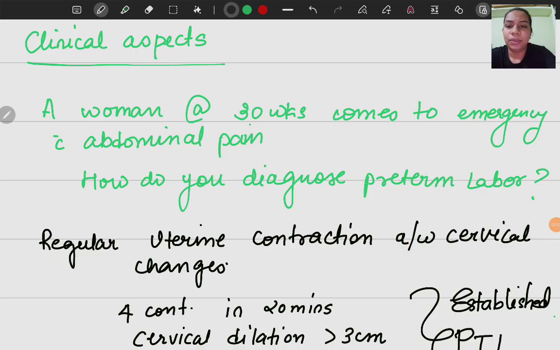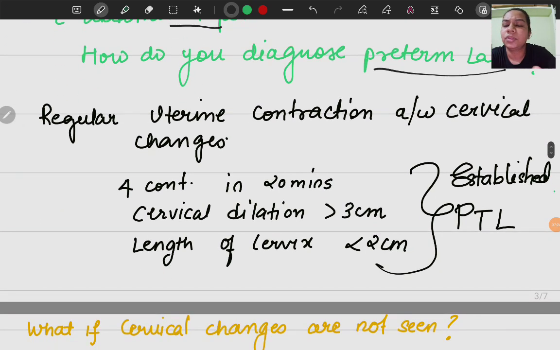So for example, a woman at 30 weeks comes to the emergency with abdominal pain. How do you diagnose a preterm labor? So she is at 30 weeks of pregnancy. Regular uterine contractions will be there associated with cervical changes. So if there is preterm labor, how do you diagnose it? The mother will tell you there are regular uterine contractions, madam, and cervical changes you have to see.